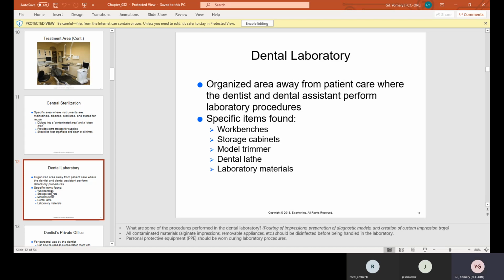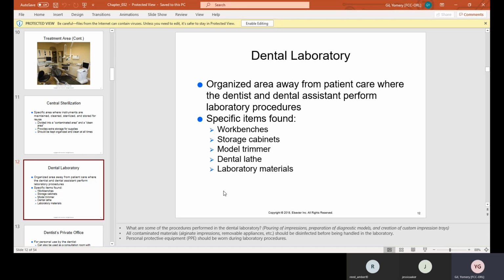So the dental laboratory is an organized area away from the patient where the dentist and dental assistant perform laboratory procedures. Specific items found: workbenches, storage cabinets, a model trimmer, and you will learn about this once you get into lab. A model trimmer is where you actually trim the models that you will take. First, the alginate impression. You will pour those models in stone, and then those stones need to be trimmed before being sent over to the lab, or before you do the bleaching trays, or before you do retainers for braces if you ever work for an orthodontist.